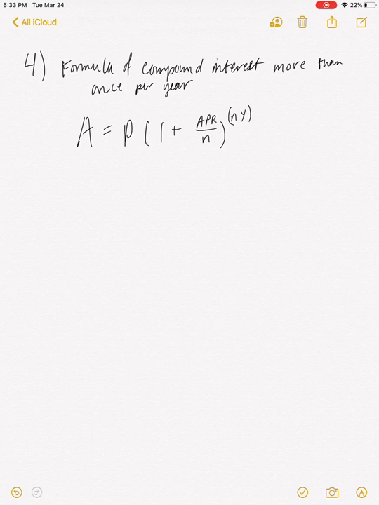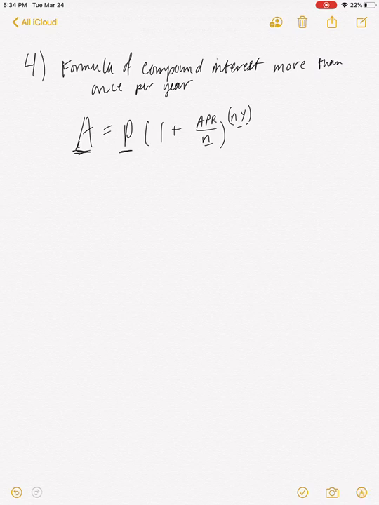Okay, so all of the variables are the same as above. A is the amount, the balance that you want to talk about. P is the amount you invest. APR again is the percentage rate, and n is the number of times you compound. y is going to be the number of years you do this for.